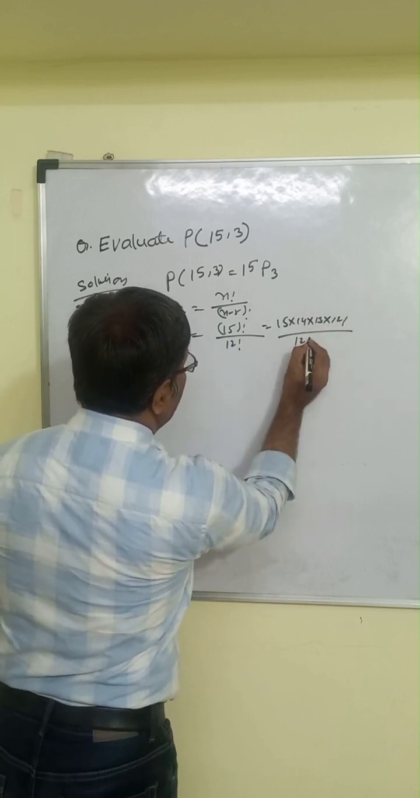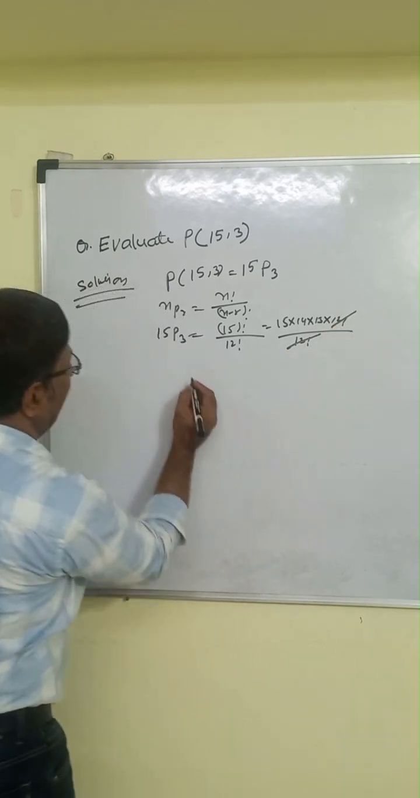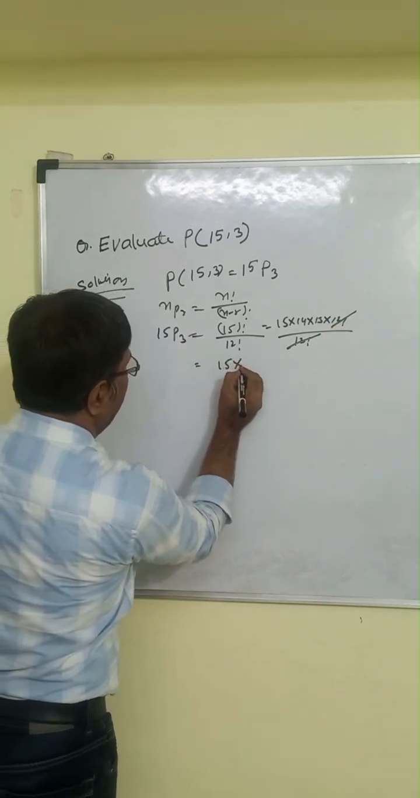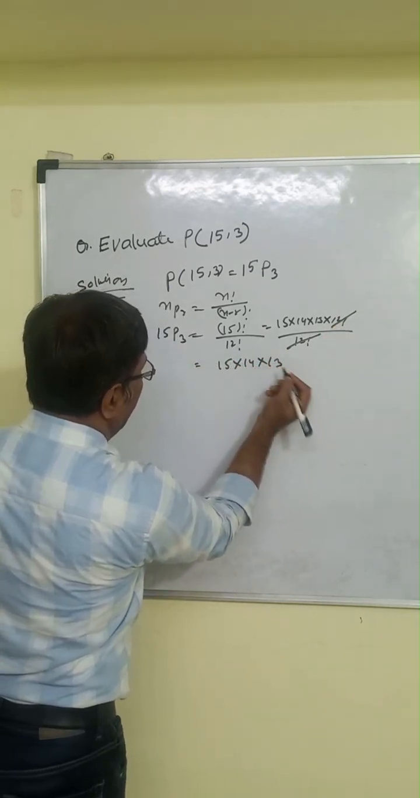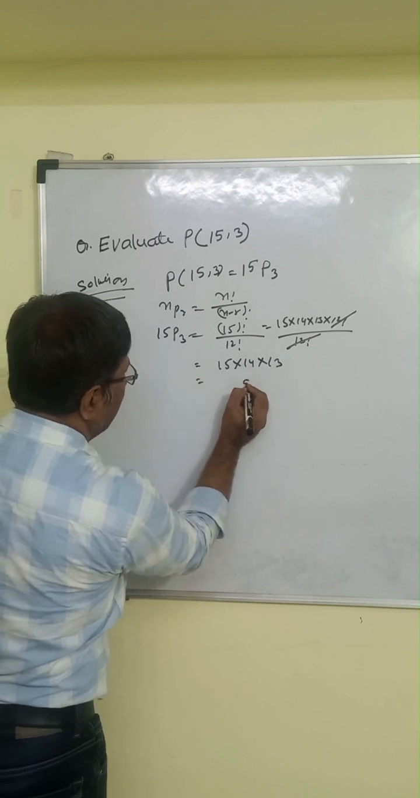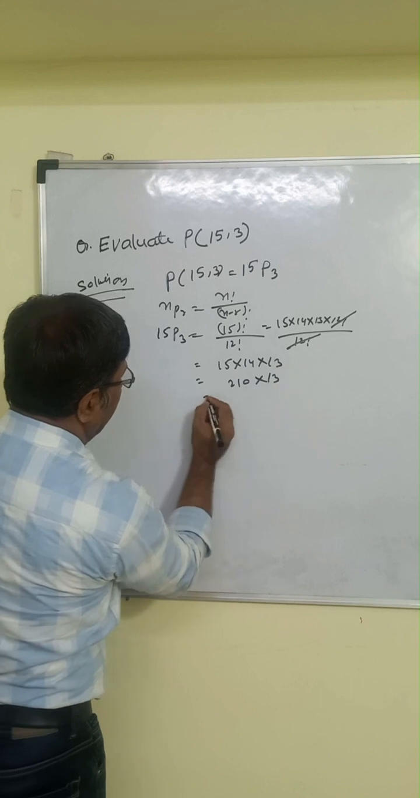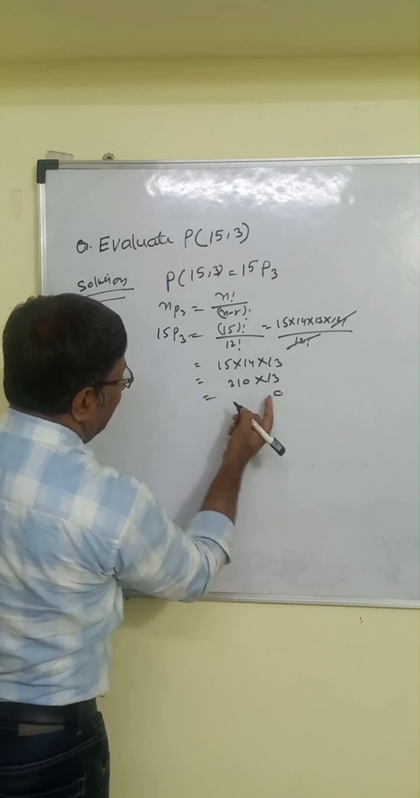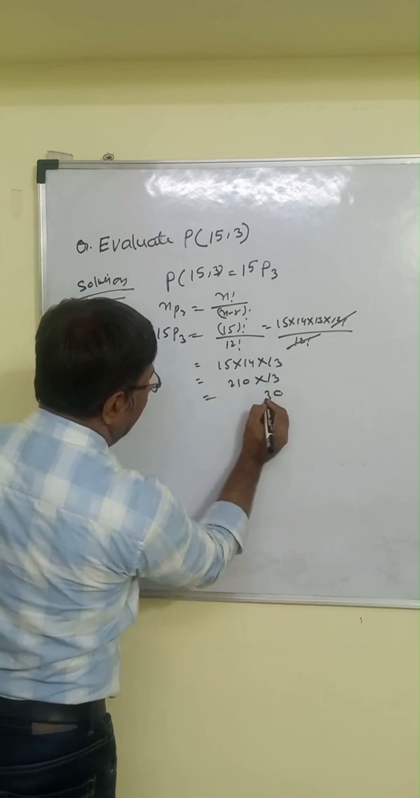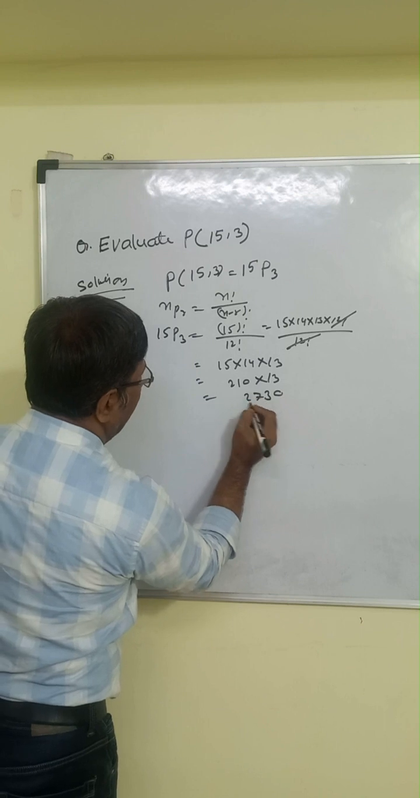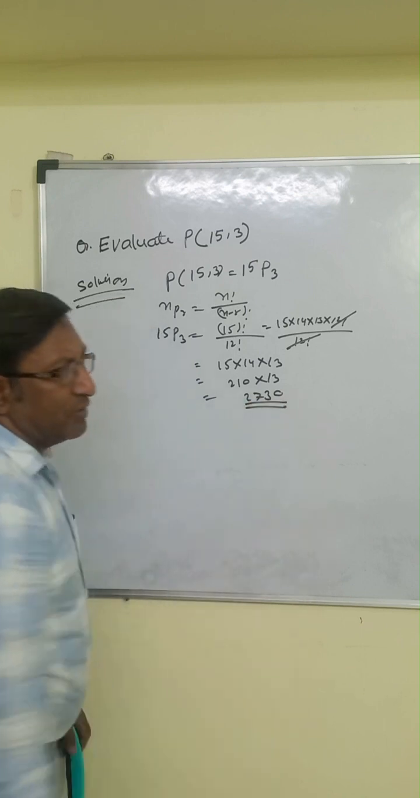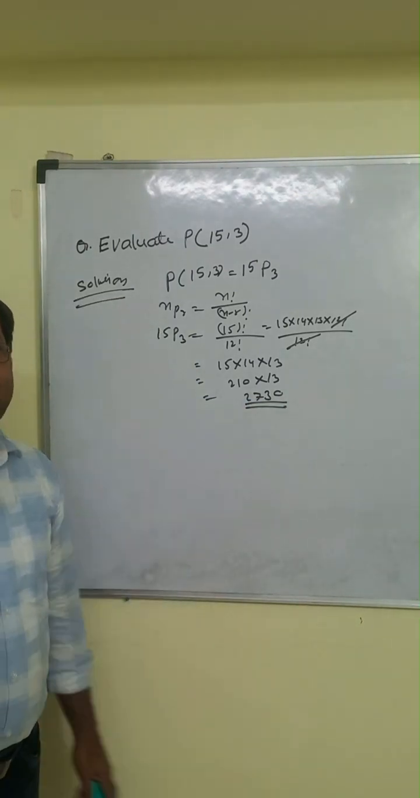And now it is 12 factorial, so this 12 factorial cancels out. So we will get what? 15 into 14 into 13. So 15 into 4 is 60, 15 into 1 is 15, 21 into 13. Now 13 into 1 is 13, 13 into 0 is 0, 13 into 2 is 26, 27. So this is what? 2730 is our right answer.